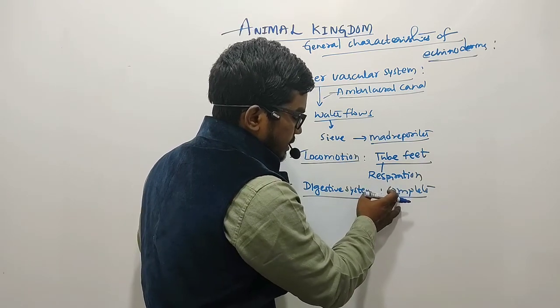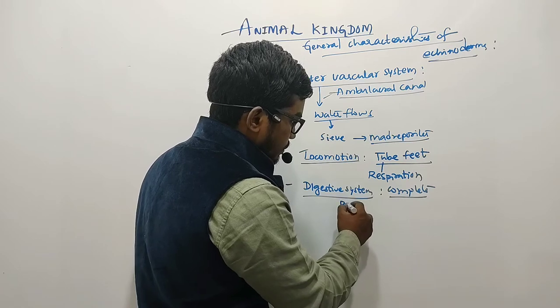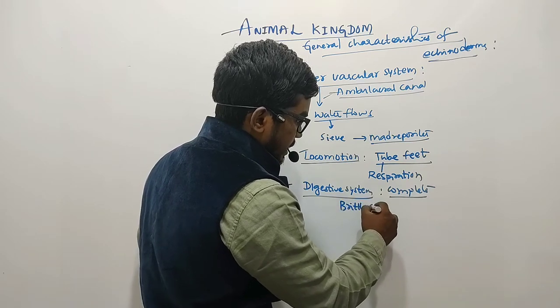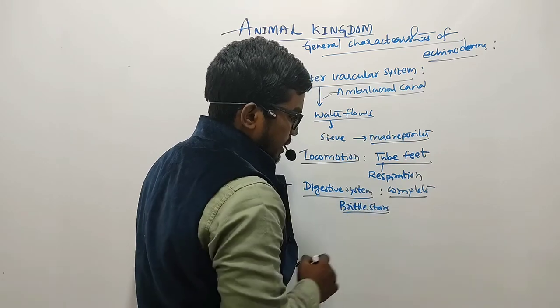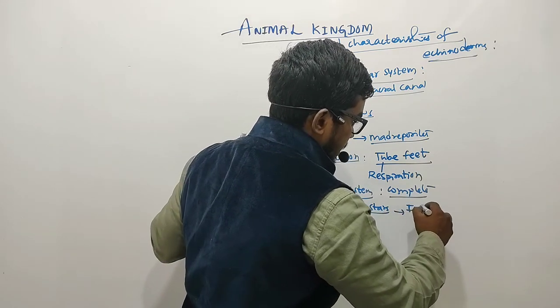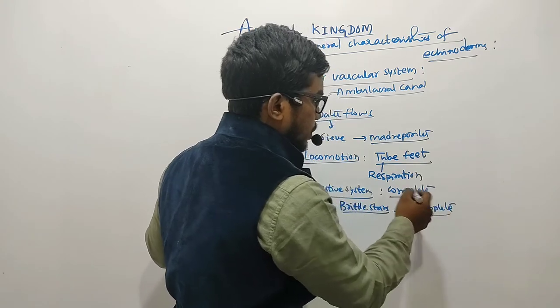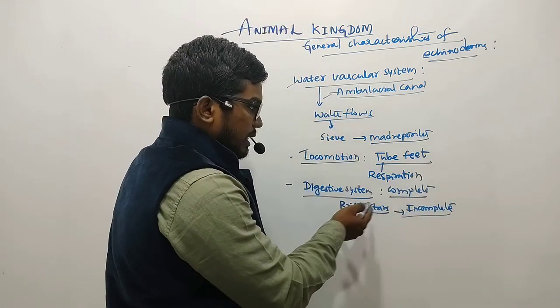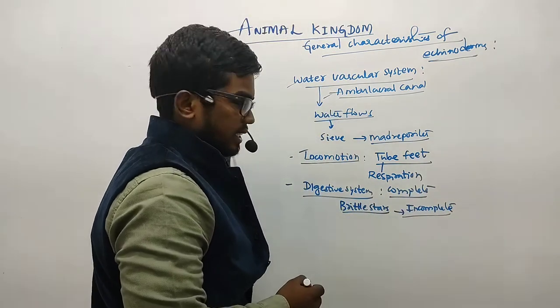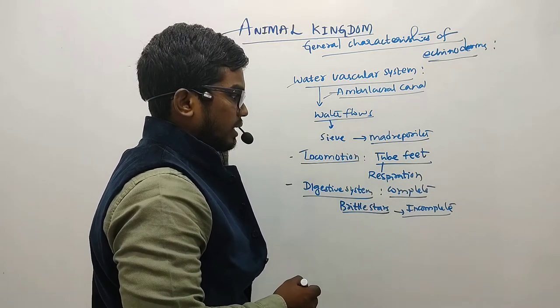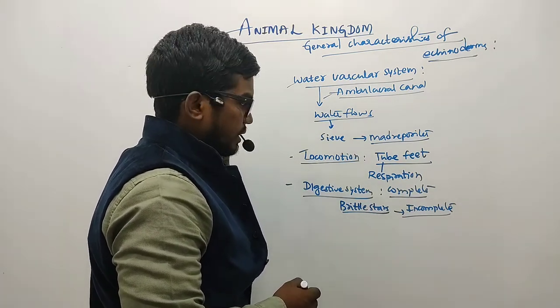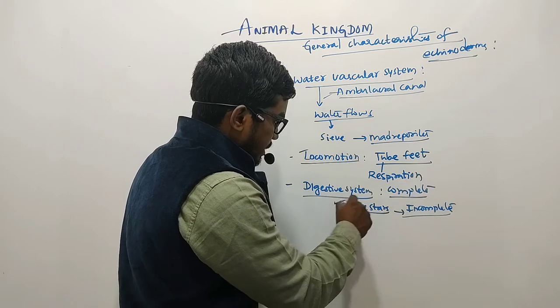To go with that, let me tell you, there are a few organisms like brittle stars that have incomplete digestion. This is an exception. Almost all the organisms show complete digestion, but the brittle star shows incomplete digestion. Digestion is not complete here. It does not start from the mouth and end with the anus in the case of the brittle star.